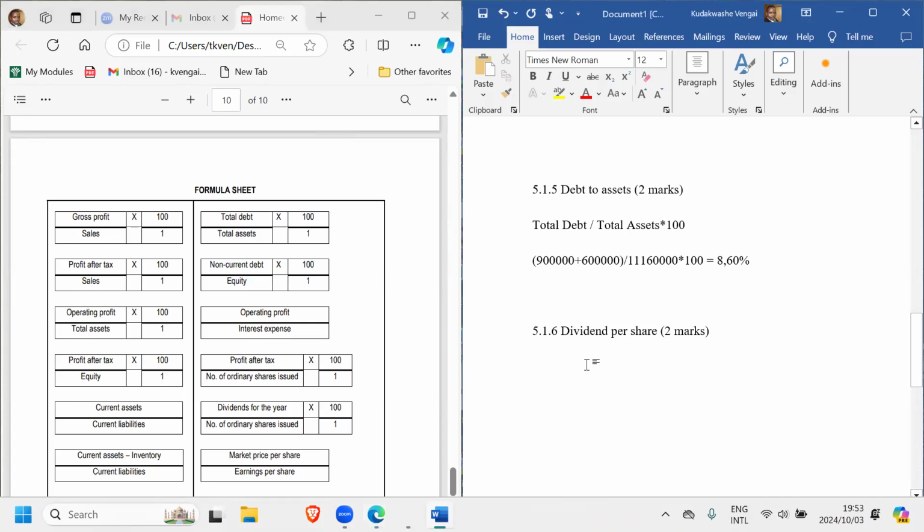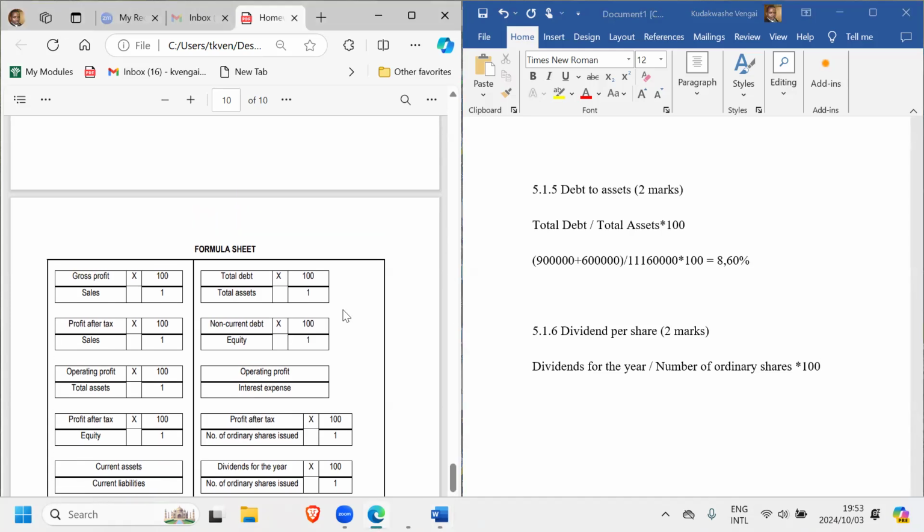All right, dividend per share. You're going to say the dividends for the year, divided by the number of ordinary shares, multiplied by 100. Please, guys, this is not a percentage. This ratio is multiplied by 100, but it's not a percentage. You will see what I'm talking about. It was one of those ratios where people end up saying percent when it's not a percent.